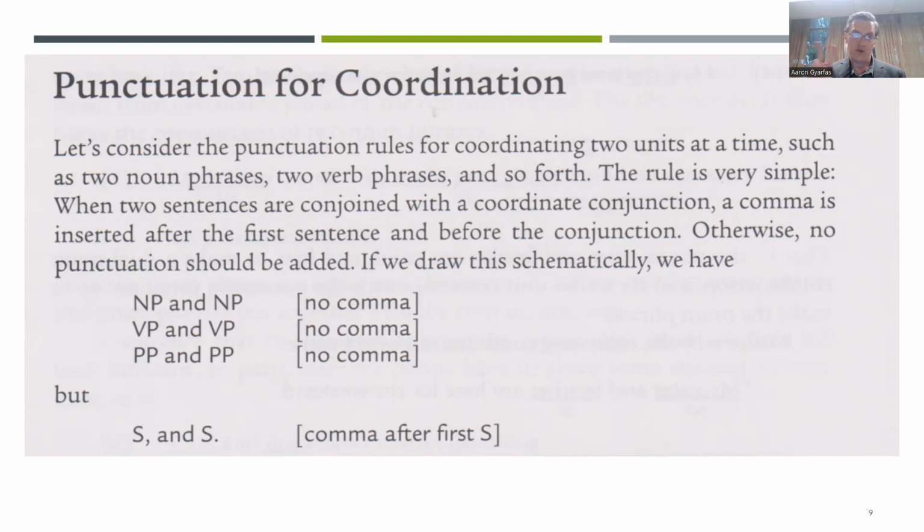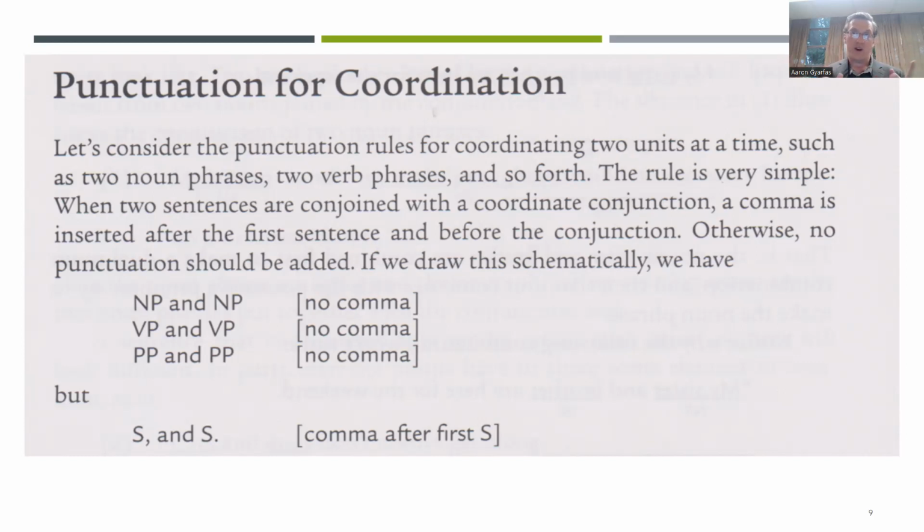When you have two complete sentences joined with a coordinating conjunction, we're going to put a comma after the first sentence before the conjunction. Otherwise, if it's just two words or two phrases, no punctuation should be added. So again, if it's two noun phrases, like we had cats and dogs, I like cats and dogs, it's raining cats and dogs, no comma needed, right?